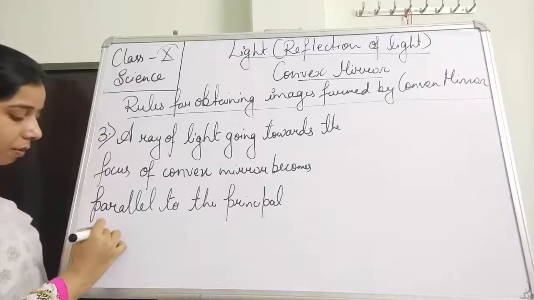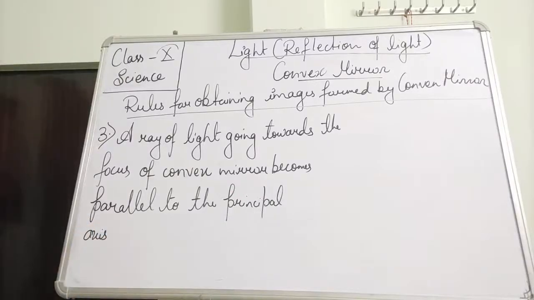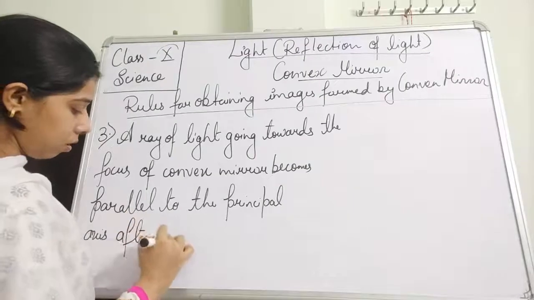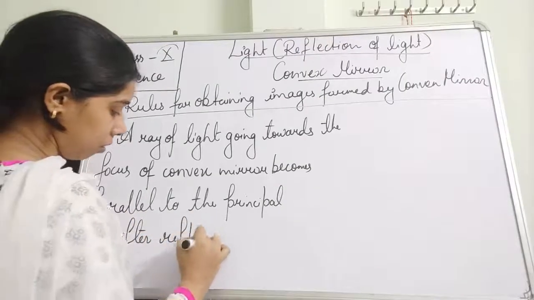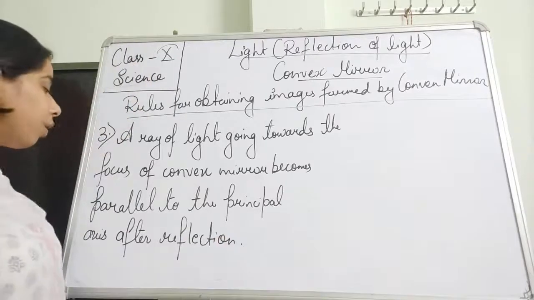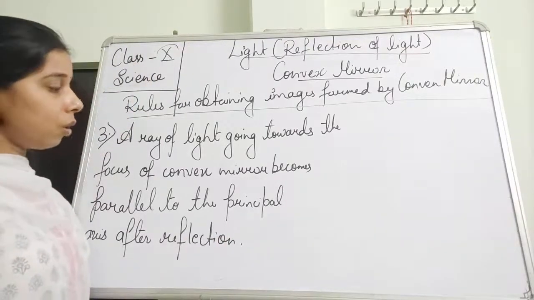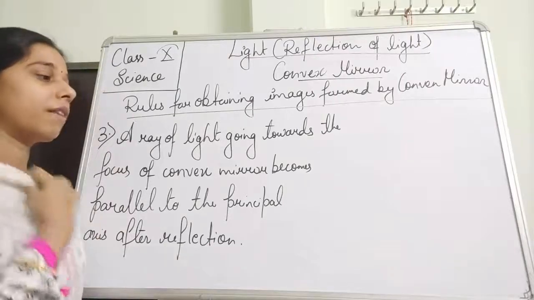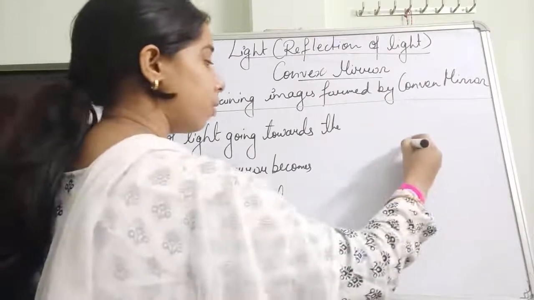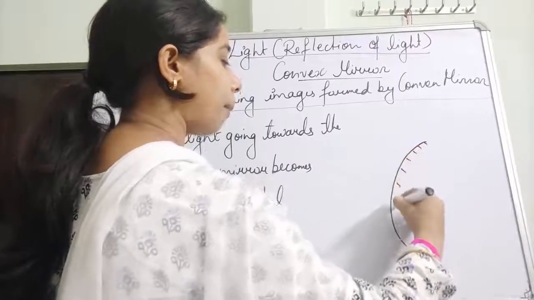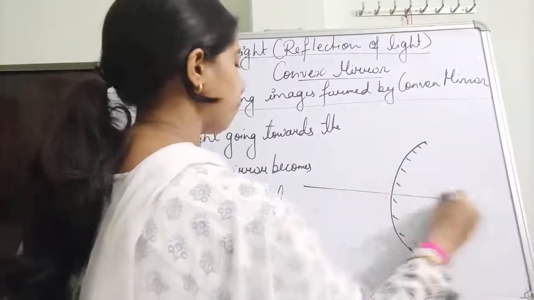Parallel to that of the principal axis after reflection. Okay, a ray of light going towards the focus of a convex mirror becomes parallel to the principal axis after reflection. So again, students, if this is that of the concave mirror, so what happened here?